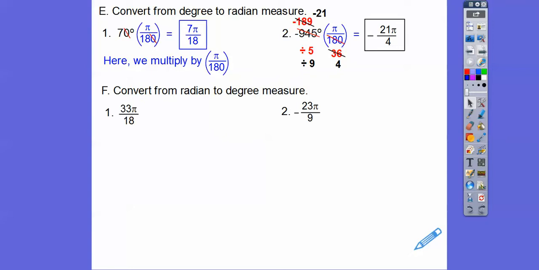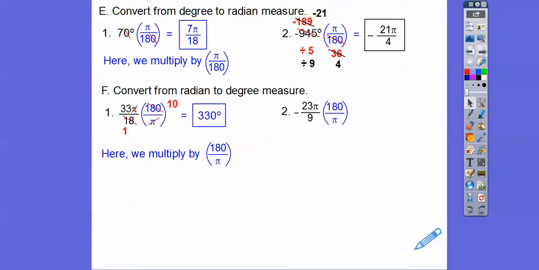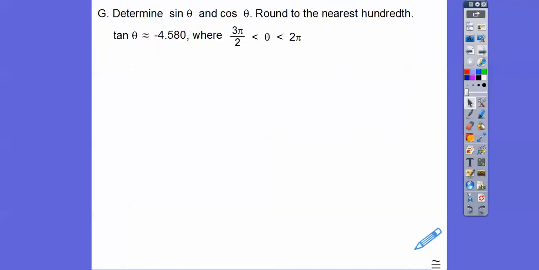All right, so here we're going to convert from radians to degrees. So we're just going to multiply by 180 over pi. Okay, so when we do that, we get that, and then just start canceling out. And those are our answers right there, as long as I did things correctly. And again, sometimes I don't.